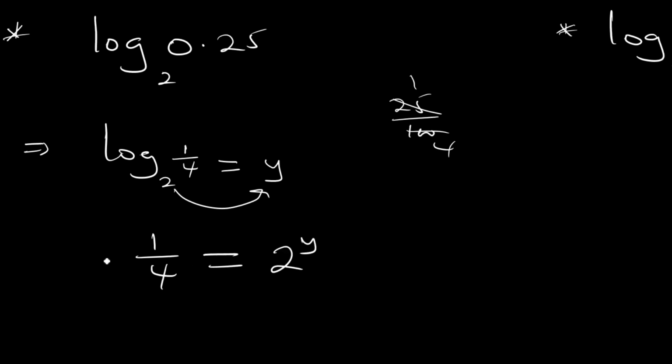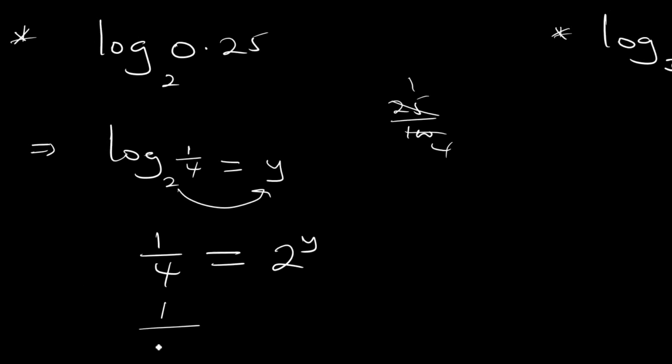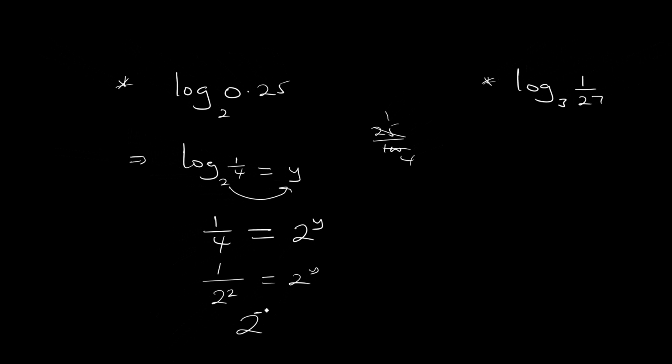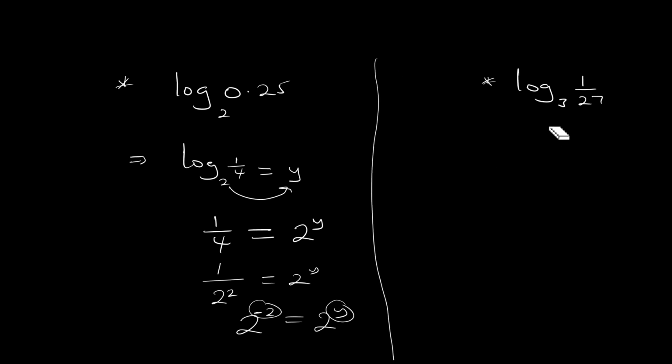Let's change the left hand side. This can be expressed in many ways. I can say 1 over 2 to the power 2 equals 2 raised to y, whereby this is the same as 2 to the power minus 2 equals 2 to the power y. Therefore, my y is negative 2. Now let's look at the right hand side. We have a similar one here, so you can try this.